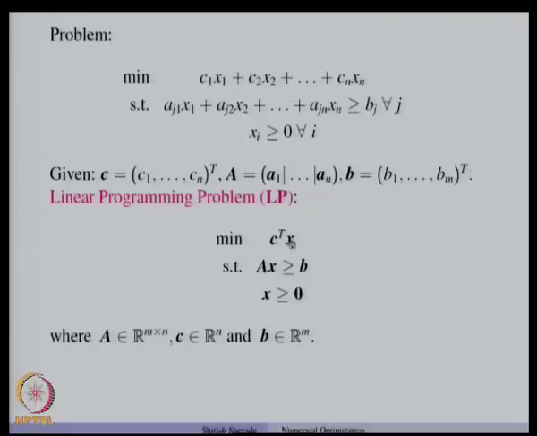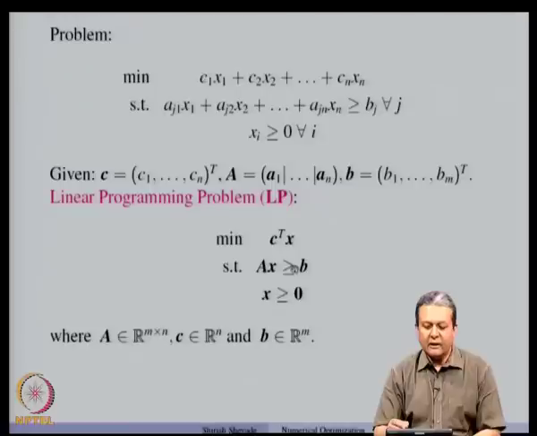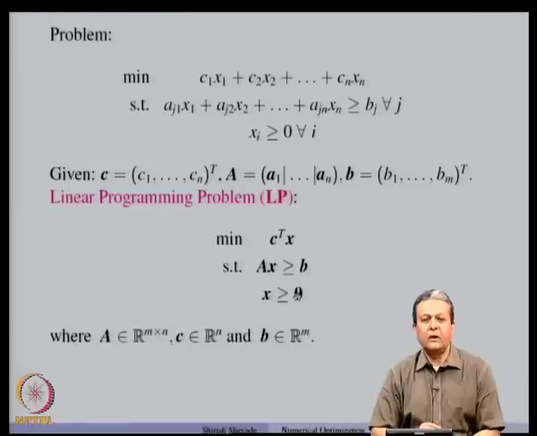minimize C transpose x subject to the constraint A x greater than or equal to b and x greater than or equal to 0, where A is an m by n matrix, C is an n dimensional vector and B is in m dimensional space. Now, this is called a linear programming problem. As you can see, the objective function is linear in x, the constraints are also linear in x, and there are some non-negativity constraints. As I mentioned earlier, in some applications this constraint may not be there.